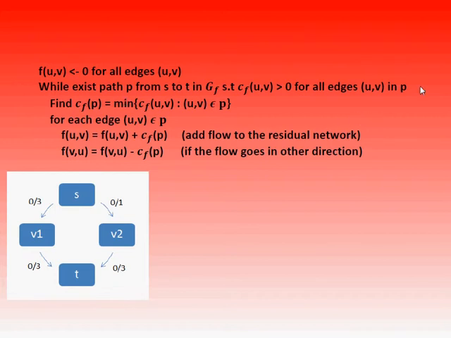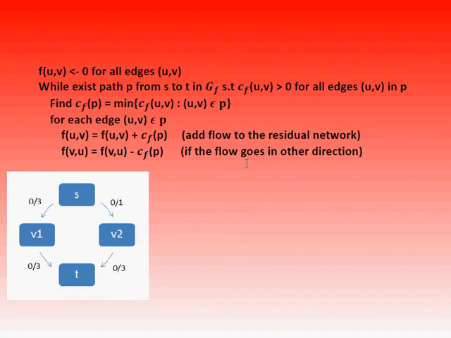When we find a path from S to T, we have to find the minimum residual capacity among the edges of this path. So what we get will be the capacity of the whole path. Then for every edge in that path we have to add the flow, or, if the flow goes in the other direction than the edge, we have to subtract it. I will show it in the next example.